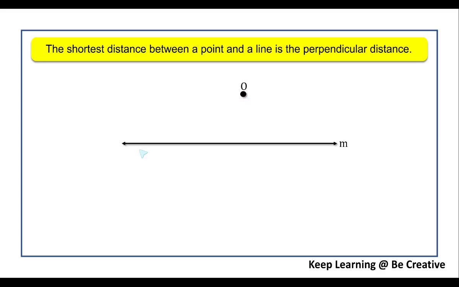So here we have a point O and we have a line M. If we have to find the shortest distance between this point and this line, that will be the perpendicular distance. Let us understand. If we drop the perpendicular OP on this line M, then we have to prove that this OP is the shortest one. So let us take any other arbitrary point on line M. Let it be X or X dash.